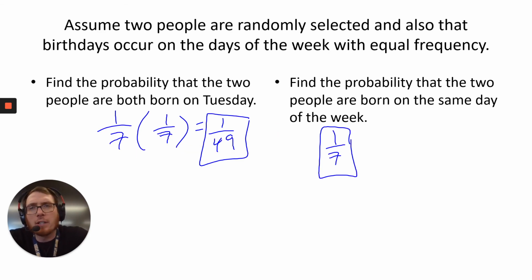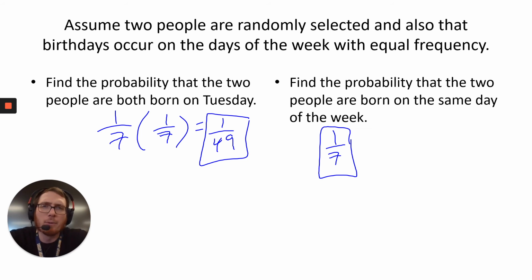Next question says we look at birthdays that occur on the same day of the week. So the first one says find the probability both people that you pick are born on Tuesday. So the probability the first person was born on Tuesday is 1 out of 7. Probability the second person is born on Tuesday is also 1 out of 7. So that would be 1 out of 49.